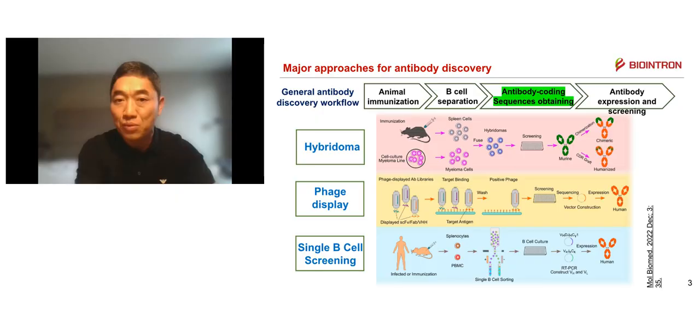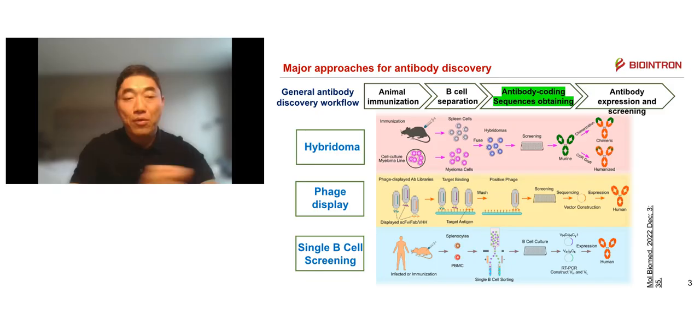The most tricky part is the one highlighted in green, because as everybody knows, I would not say it's impossible, but it's very hard to culture primary B cells in vitro for very long, maybe days or one or two weeks, but that's not enough for us to get the antibody coding sequences. This is why we need a solution like hybridoma or phage display or single B-cell screening.